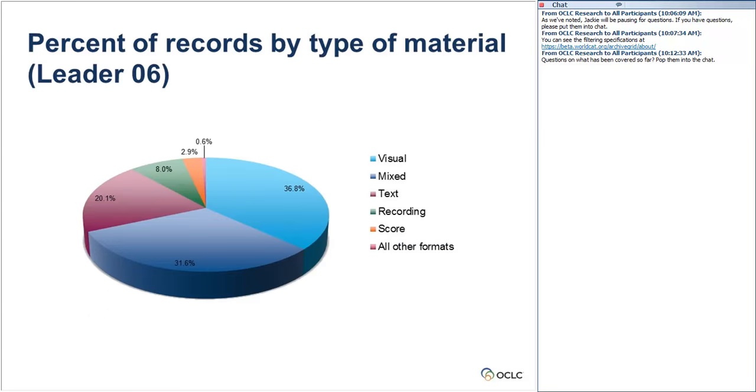So here you can see visually that descending order of representation in the data set. Visual materials nose out mixed materials by 5%. Something like that. This is really tiny on these screens. And then on down.